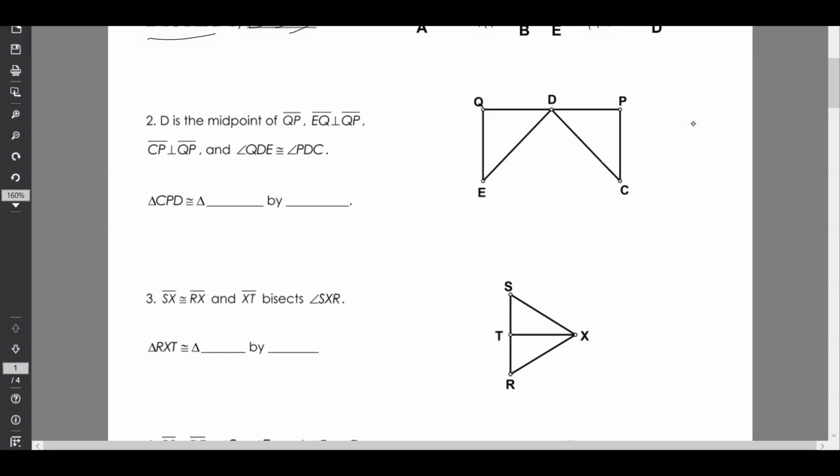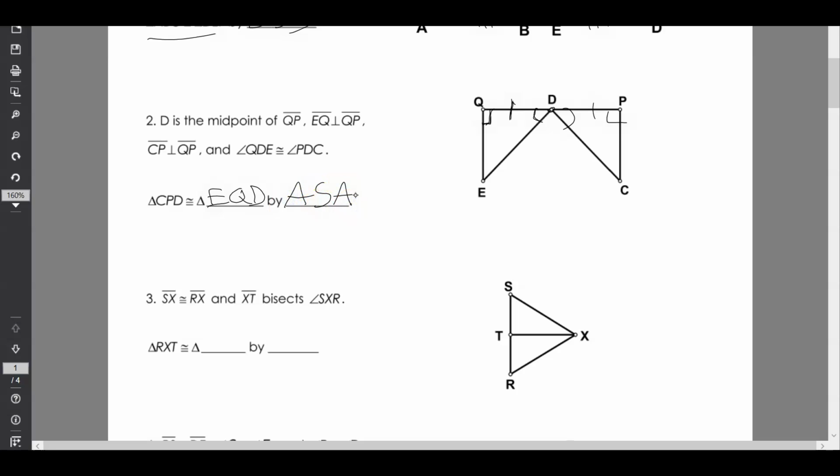Okay, if D is a midpoint, it's right there. So these two halves would be congruent. If you have congruent right angles right there, and then QDE, PDC. Okay, so triangle CPD is congruent to triangle EQD. This has been reflected, so make sure you match them up by what? Well, this is an angle, this is a side, and this is an angle. So it would be angle, side, angle.